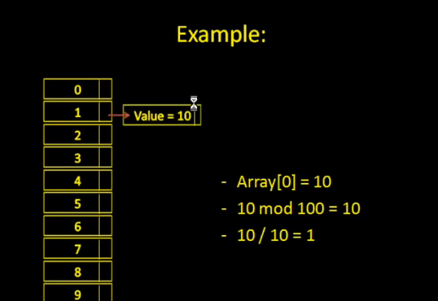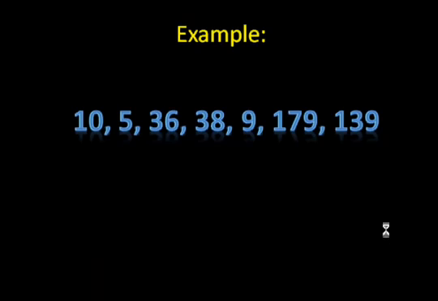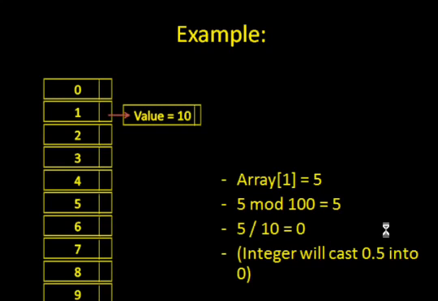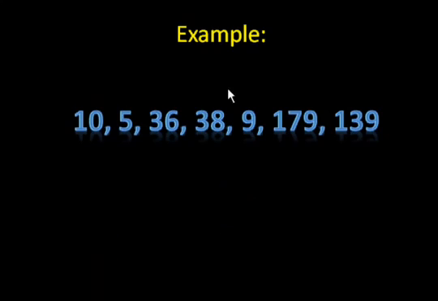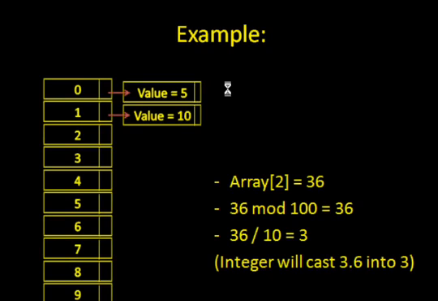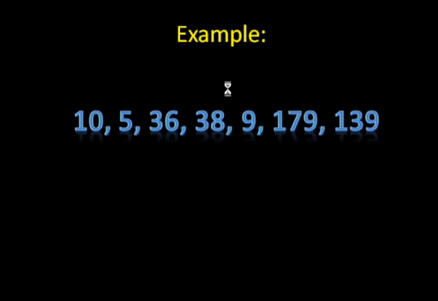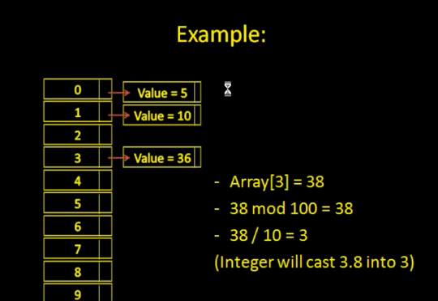The next number is 5. 5 mod 100 is 5. 5 divided by 10 is, well, it's 0. So we have to put it in the 0's column. 36 mod 100 is 36. 36 divided by 10 will be 3. 38 mod 100 will be 38. 38 divided by 10 will be 3.